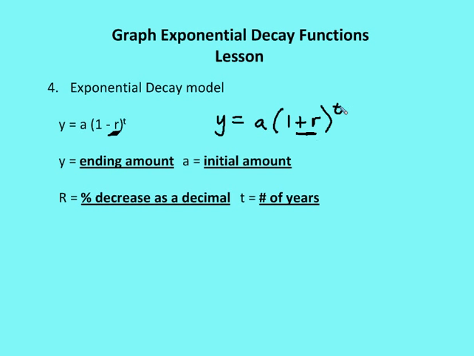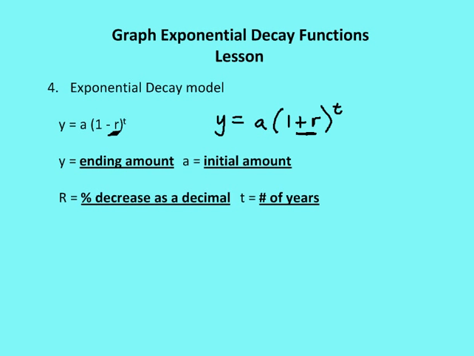Right? The number of years, or t value, stays in the same place. Initial amount, ending amount, all the same. The only difference is in an exponential decay model, this sign is negative versus positive. Right, so let's take an example, and that example is going to be what happens to the value.